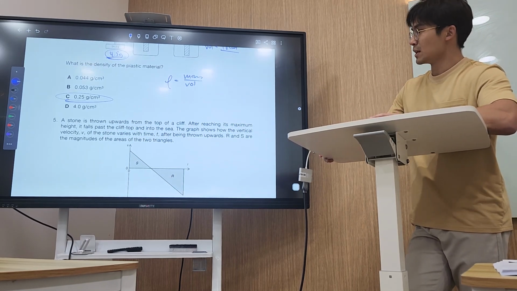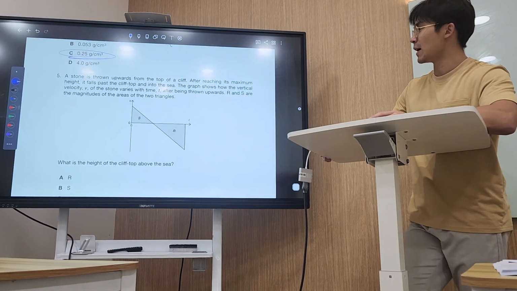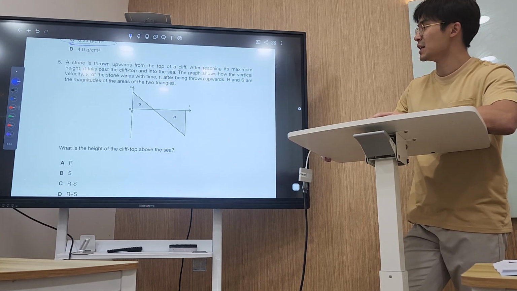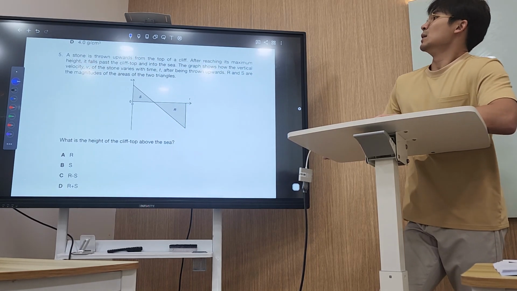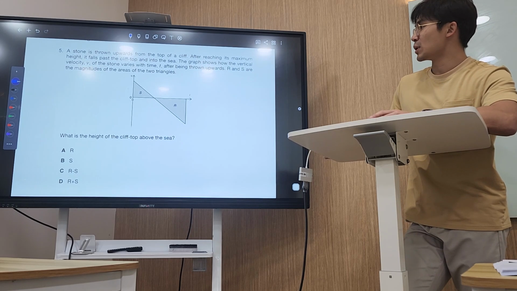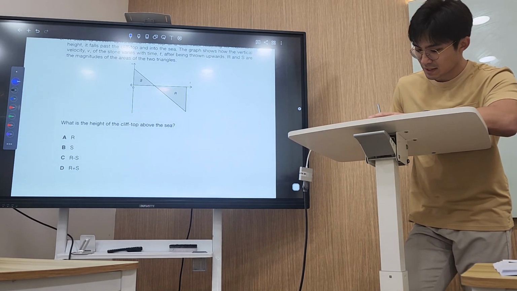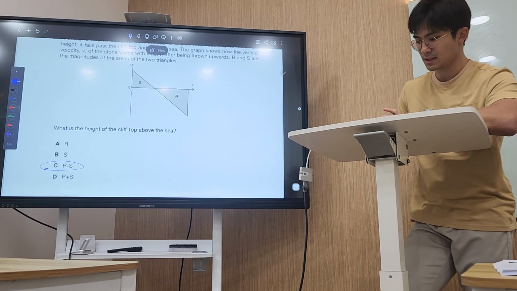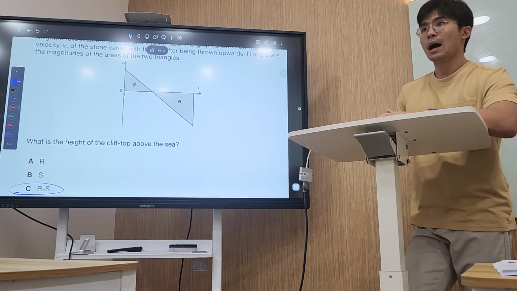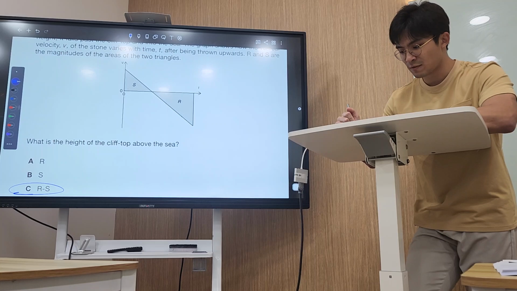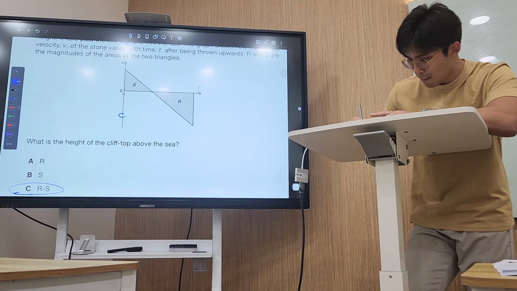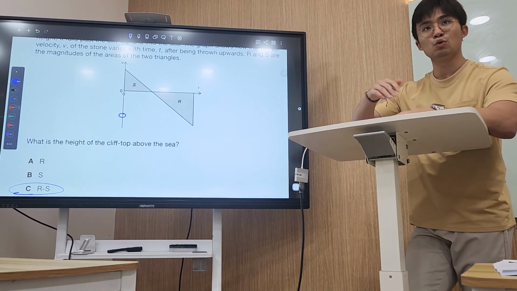Question 5. A stone is thrown upwards from the top of a cliff. After reaching maximum height, it falls past the cliff and into the sea. R and S are magnitudes of the distances. What is the height of the cliff? The answer for this one is R minus S, C. How are we going to do this? It's by visualization. Picture your ball. You are going to throw it upwards.